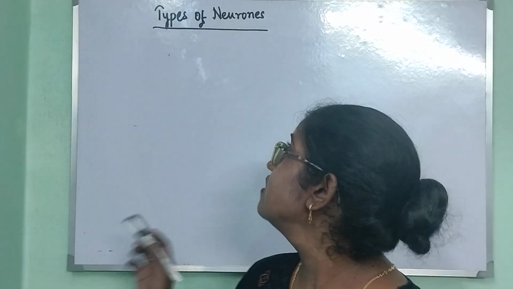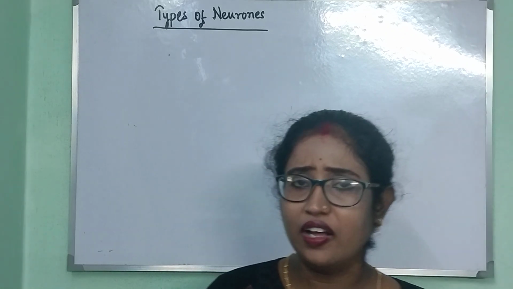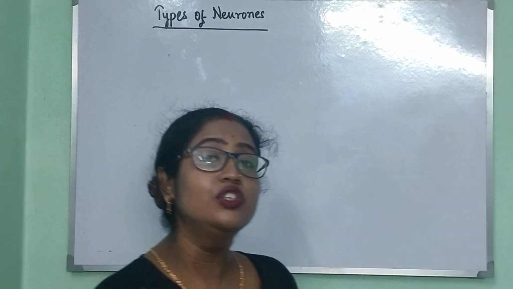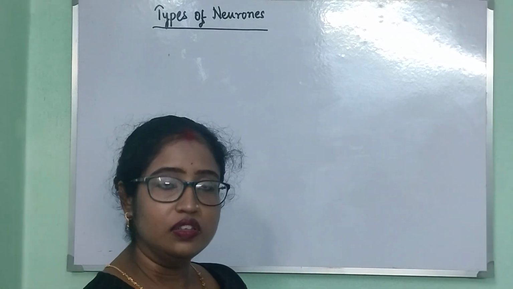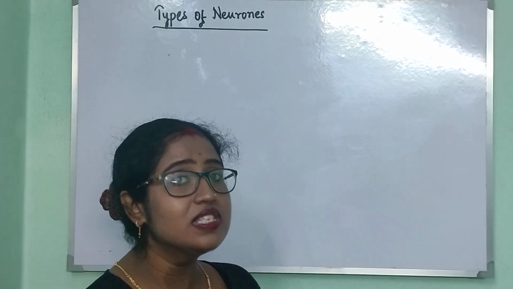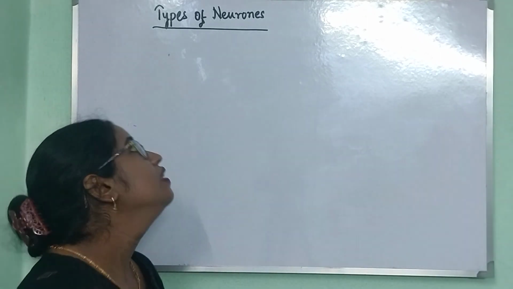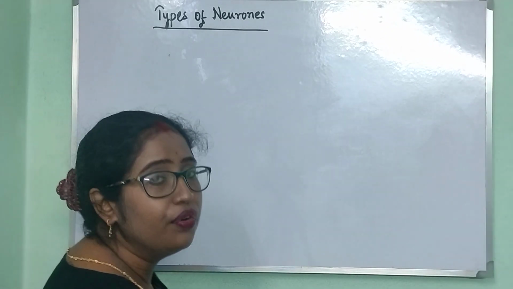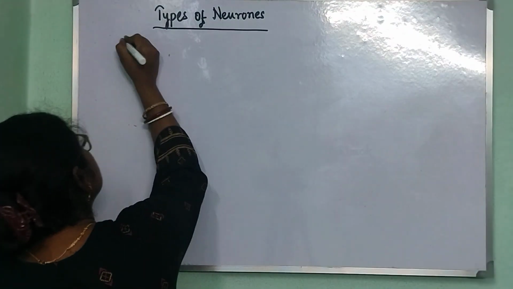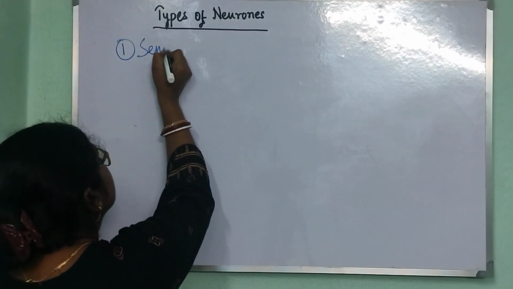Today we will discuss different types of neurons that we have in our body or in an animal's body. We already learned two types of neurons in our previous classes, the sensory neuron and the motor neuron. So there are basically different types of neurons that perform different kinds of actions. The first type of neuron is the sensory one.